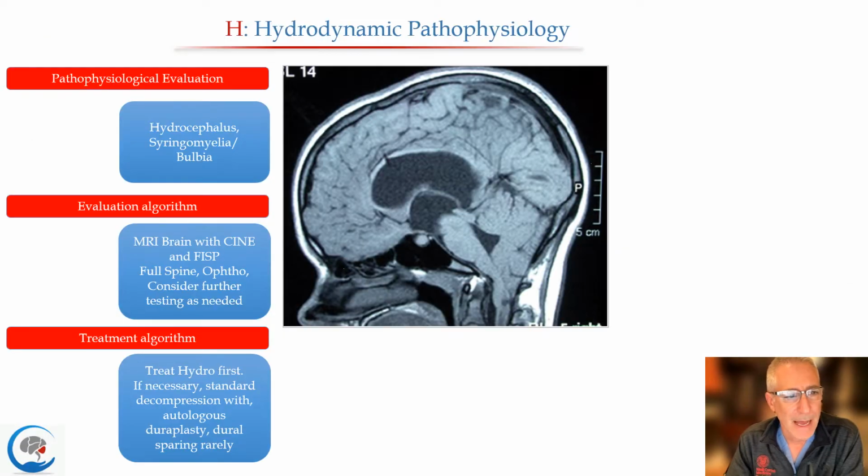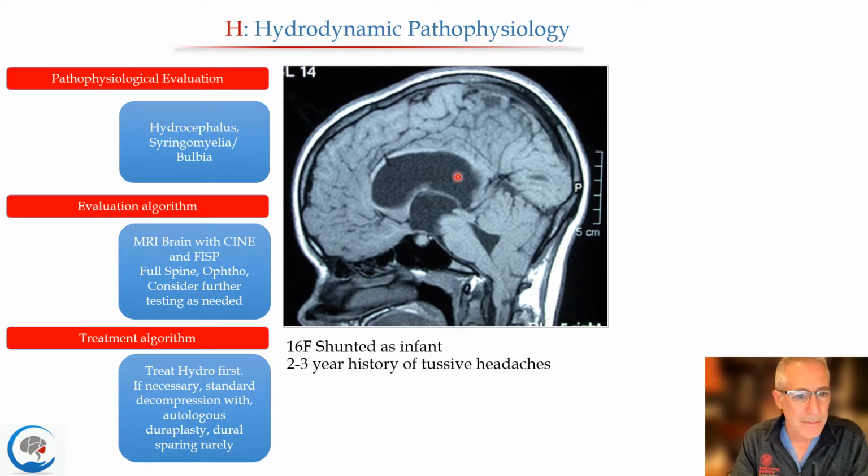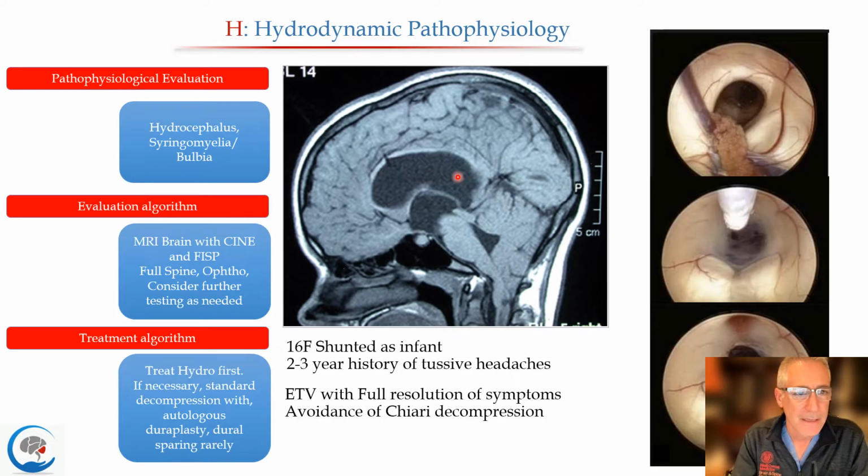And this is to come back full circle, still in the hydrodynamic pathophysiology realm here. Here's a patient who has clear herniation of the tonsils down below C1. But remember my dictum of treating the hydro first. This is a child who definitely has elevated ventricular size. Whether or not they have elevated pressure, you can't tell a priori without some testing. But someone who was shunted as an infant clearly, at one point, had a problem.